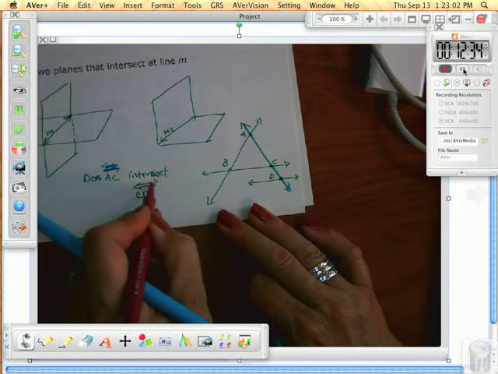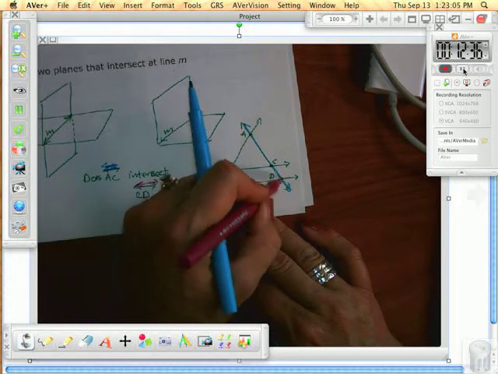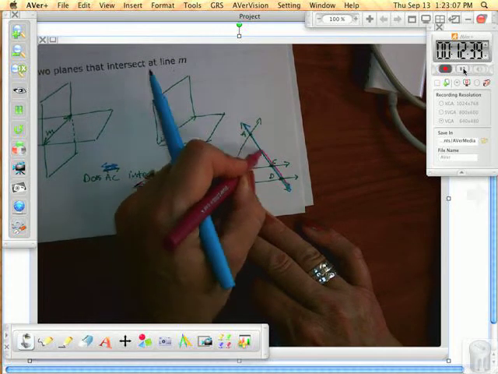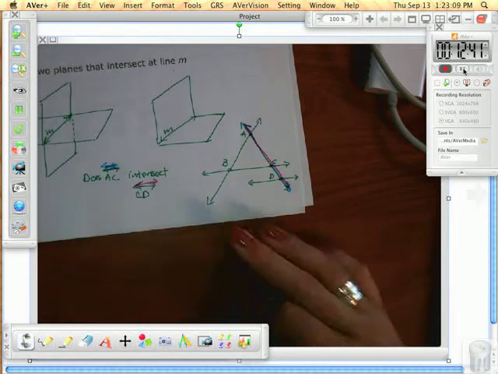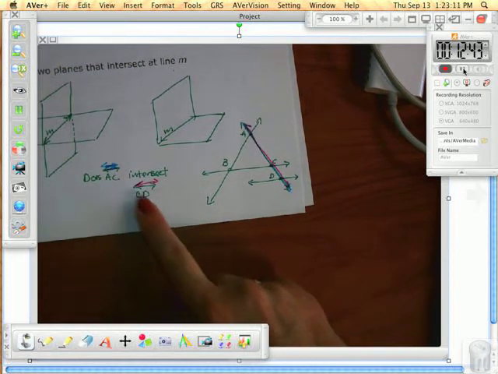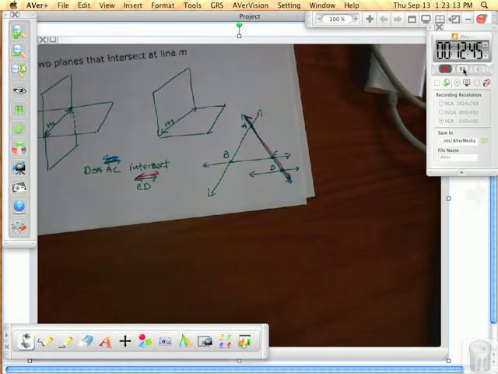I'm going to make that pink. Line CD is not just that piece. It's the whole line also. So do they intersect? Yeah, because they're the same line. They share a whole bunch of points, don't they?